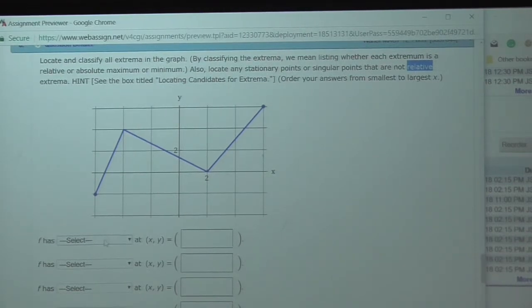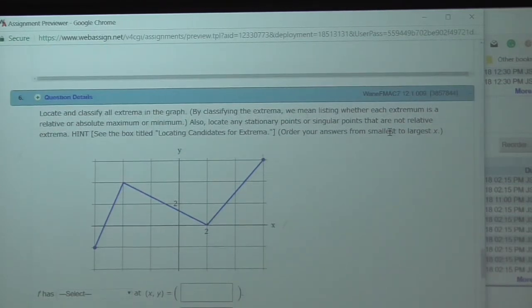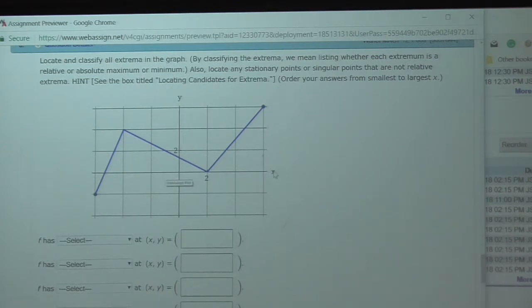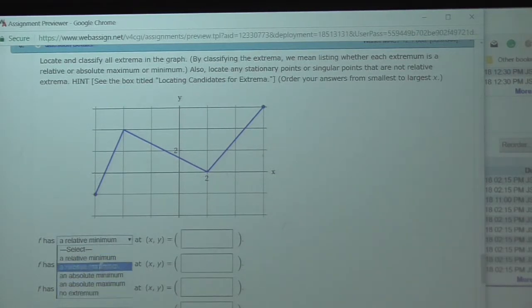So here it says to order your answers from smallest to largest x, so in terms of the x-axis. So in other words, F has a relative minimum at blah, blah, blah? No, you shouldn't do that, because we want to go from left to right. So what's the first thing we're going to be talking about among these things? Relative minimum, relative maximum, absolute minimum, absolute maximum? No.